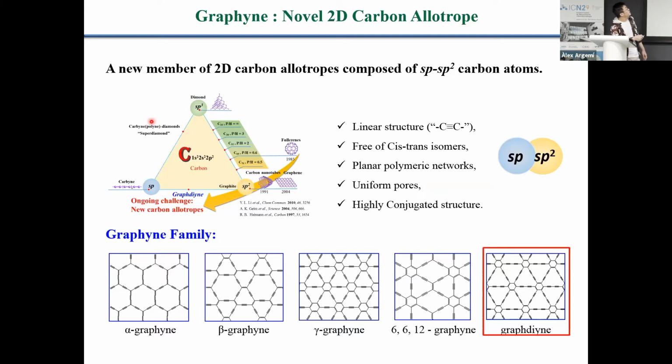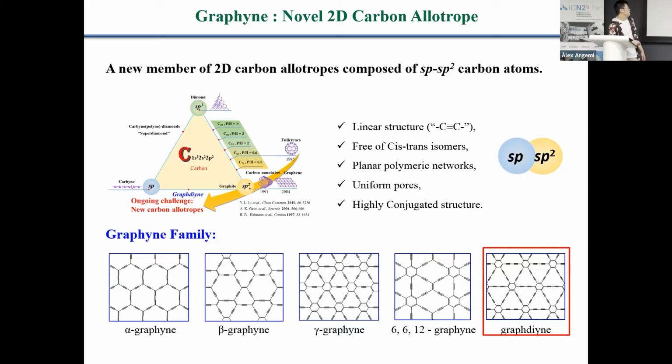This graphyne is different from graphene because graphene only consists of sp2 carbon atoms, but graphyne contains both sp2 and sp1 atoms. So it will have different properties from graphene. It has a linear structure, it is free of cis-trans isomers, and it has a planar polymeric network, uniform pores, and highly conjugated structures.